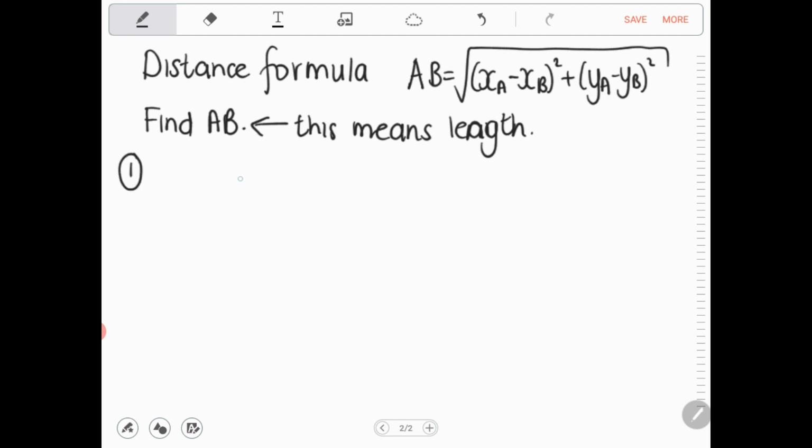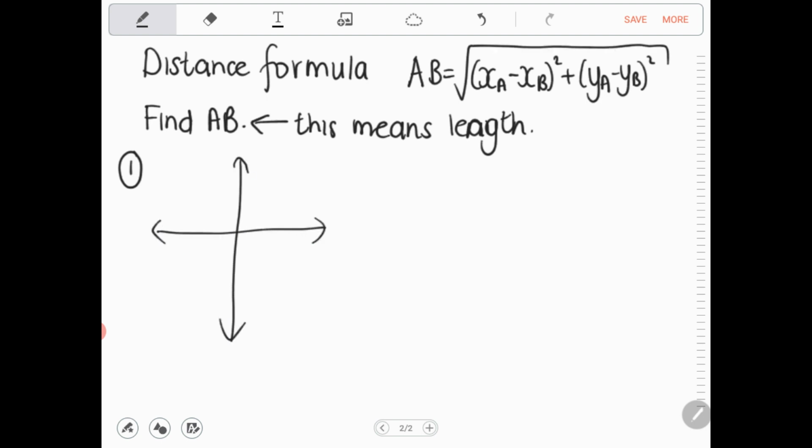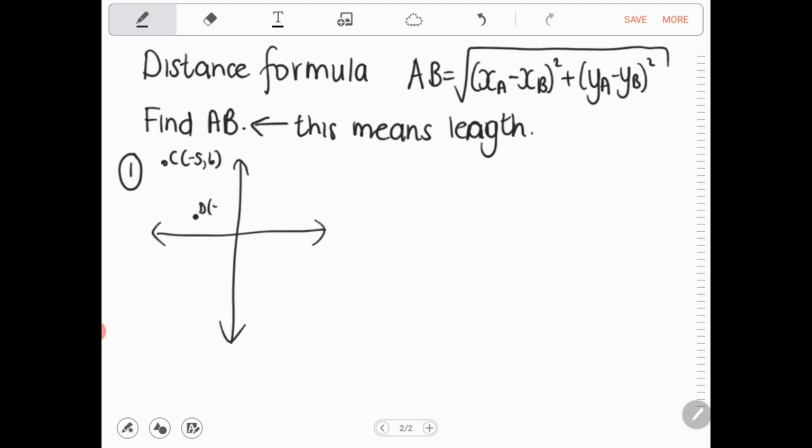So let's take C is negative 5, 6. And D is negative 2, 1. And I want to find the length of CD. Sorry, that should be a straight line. That's a very bad line. Okay, so find CD. It means find the length. So we write our formula.